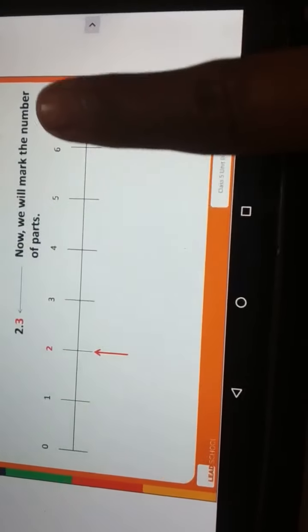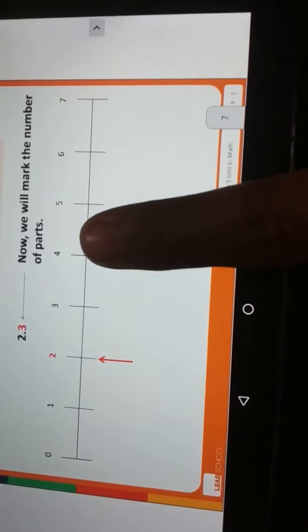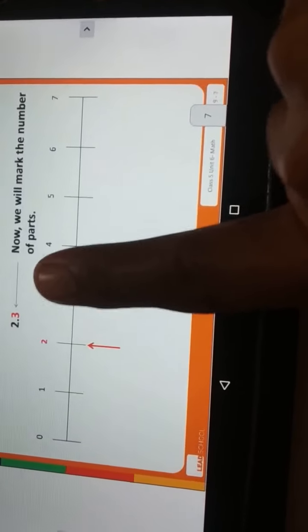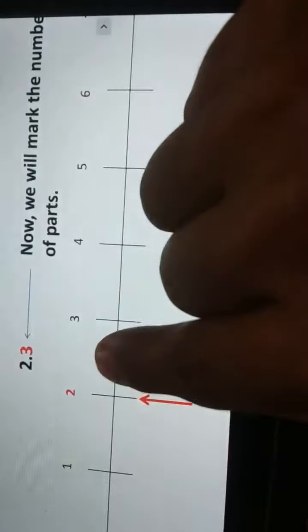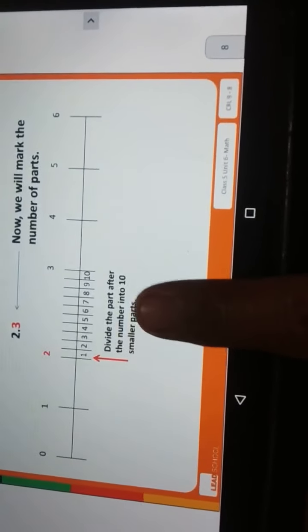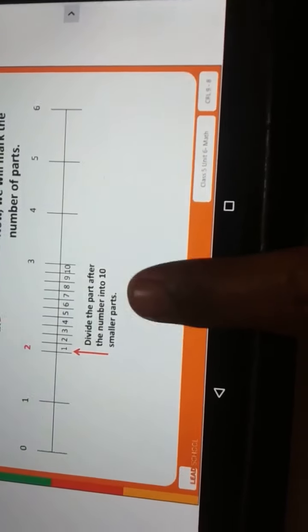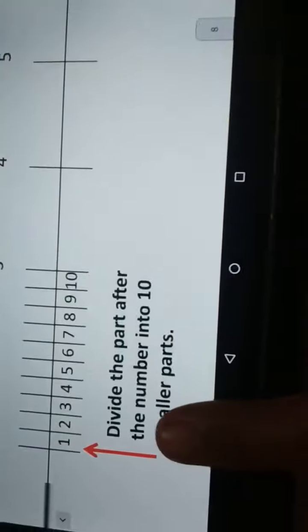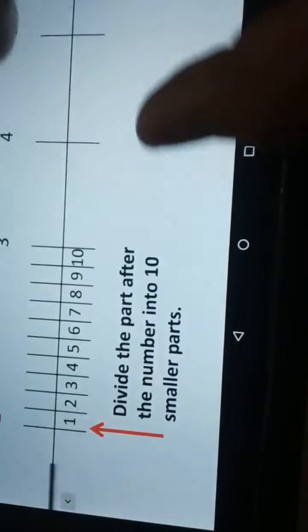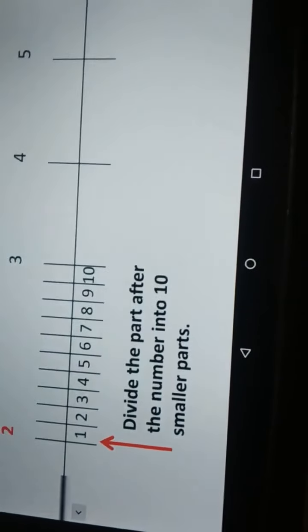Now we will mark the number of the part. What do we have to mark here? The number of the part is 3. 2.3, the number of the part is 3. Now divide the part after the number into 10 small parts. Now here हमने क्या किया? जो नंबर्स से 2 and 3 के मिडल में हमने 10 स्मॉल पार्ट्स बना दिए. ठीक है.